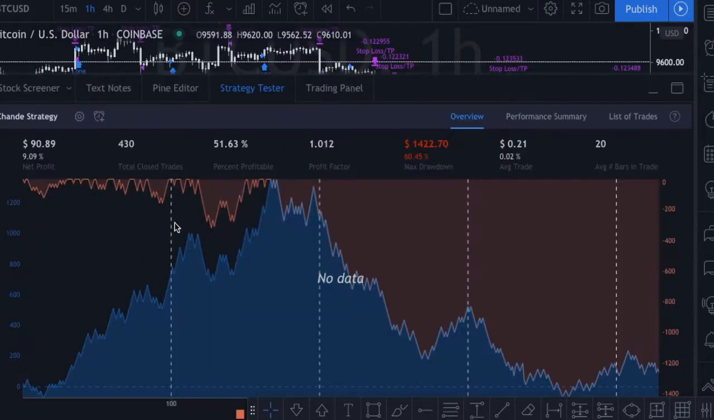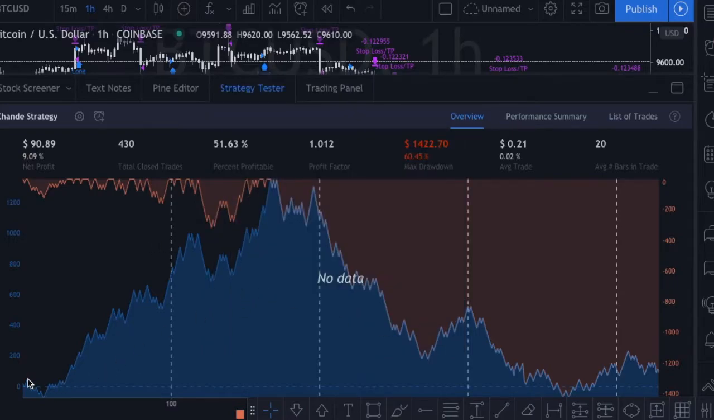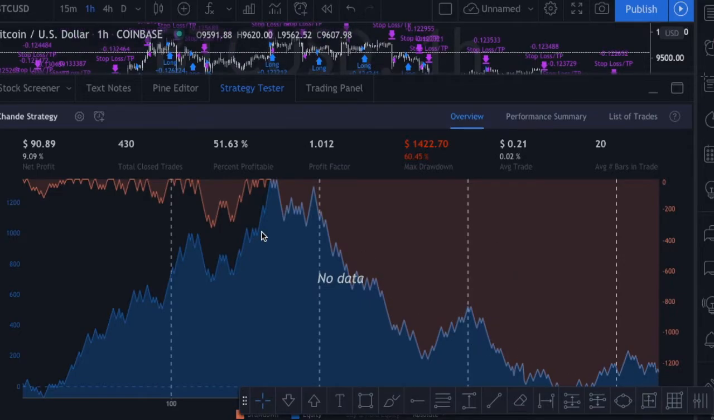Okay, so if we were to use the default settings, which is set at 9, and we have a signal line of 21, we would be up 9.09%, which doesn't sound too bad, but let's look at the actual details of what happens. So you see that the strategy starts out great. We're making money, we're making profit, we're going all the way up here, and then all of a sudden it just kind of takes a dump and it's coming back the other side this way. So let's see if we can make that better.